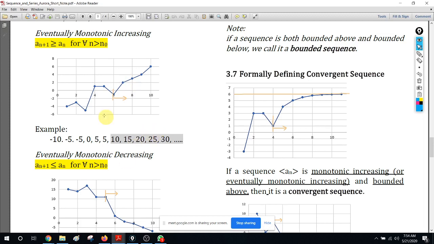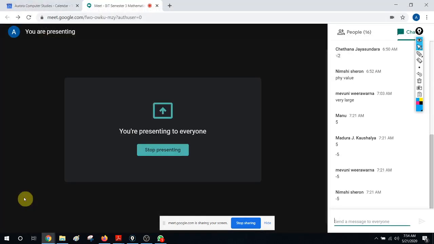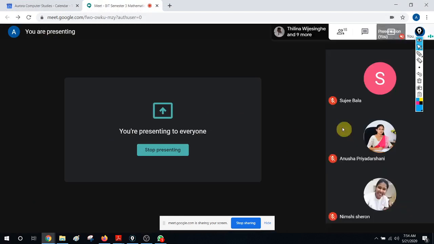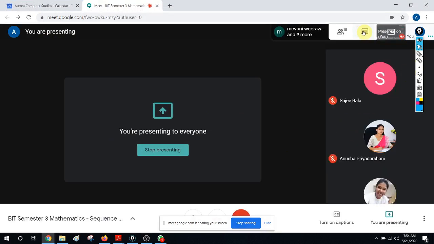What kind of a sequence is that, if you just look at it as a sequence? The total number of corona patients in Sri Lanka. If you take it as a sequence, but I am talking about the total, right? What kind of a sequence is that?